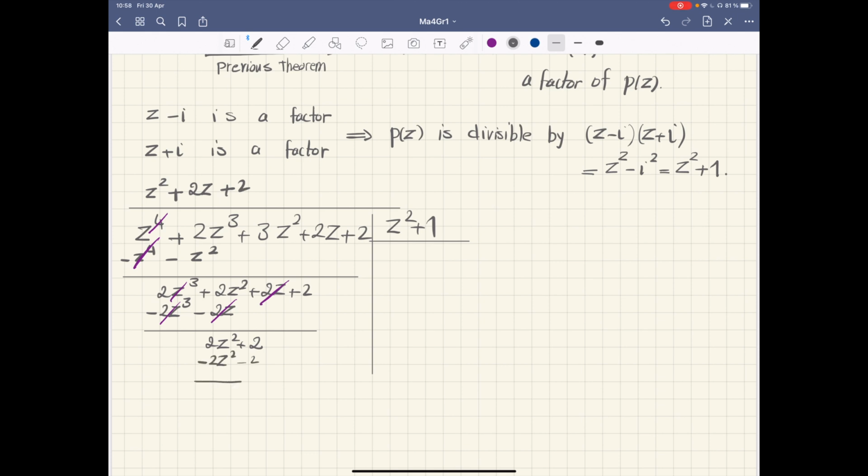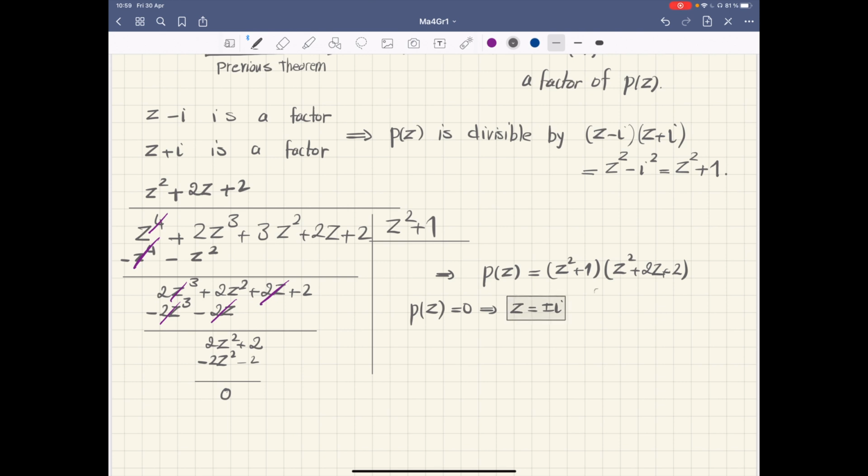Comes 2. Yes? And now, so P, therefore, what can I conclude? P of Z is equal to Z squared plus 1, and then I have Z squared plus 2Z plus 2, yes? And then when I put P of Z equals 0, this gives me that Z is equal to plus or minus I, which is not surprising. I knew about this before.